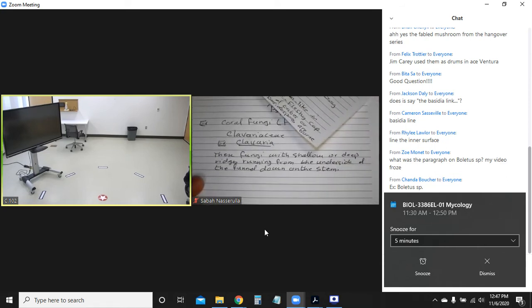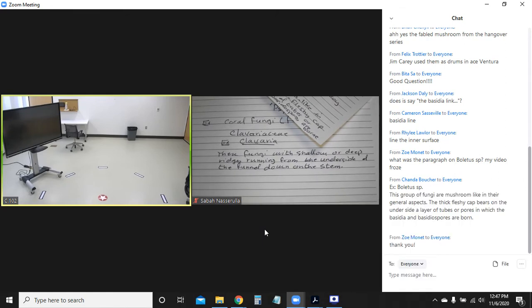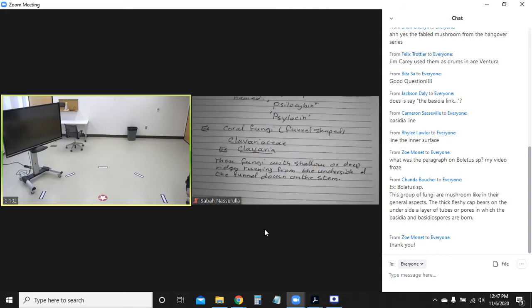Because after this, I'm going to stop my lecture. Don't cut me off. These fungi, of course, they call them coral because they show the same color, basically like the coral fungi.